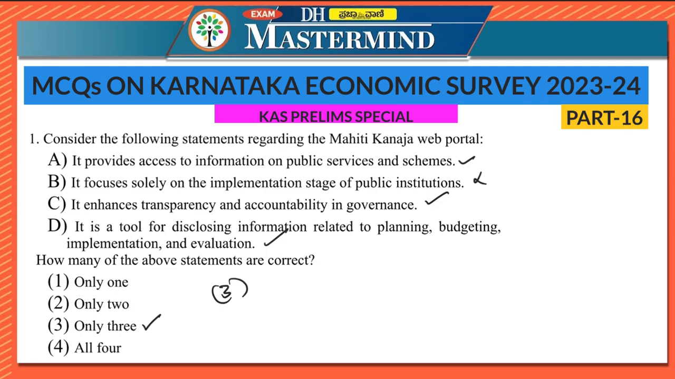So you can see that B and D are mutually contradictory to each other. B says it focuses solely on the implementation stage, but D says it discloses information related to planning, budgeting, implementation, and evaluation. So one of the two statements should be correct, and you can easily arrive at the answer that one is definitely wrong. So you can eliminate option 4 and then stick to these three, and analyze the rest of the three options to see how many are correct. This is how you have to approach such difficult, complex questions.